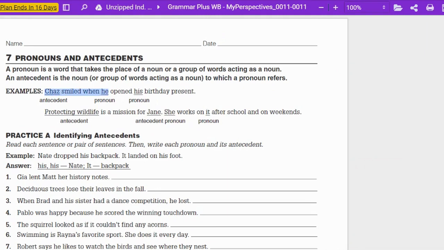Chaz smiled when he opened his birthday present. So the pronoun he takes the place of Chaz. He and his are referring to Chaz. In this example, Chaz is the antecedent.